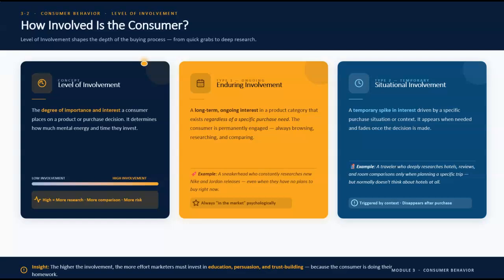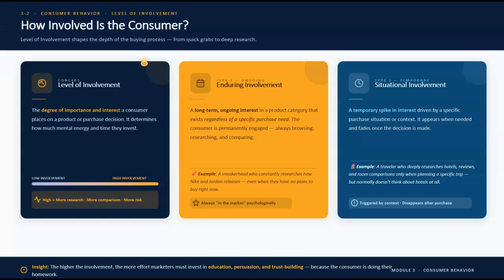Type 2 is temporary situational involvement, a temporary spike in interest driven by a specific purchase, situation, or context. It appears when needed and fades once the decision is made. An example here is a traveler who deeply researches hotels, reviews, and room comparisons only when planning a specific trip, but normally doesn't think about hotels at all. Triggered by context, disappears after purchase.